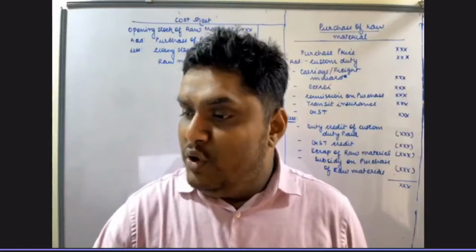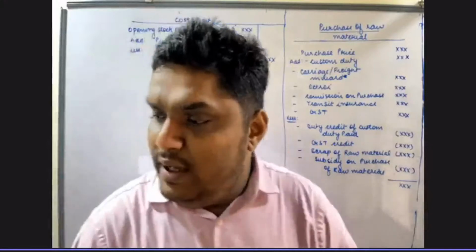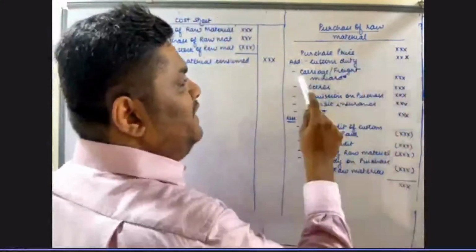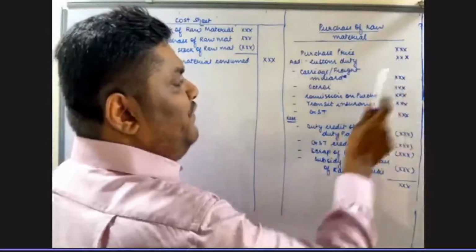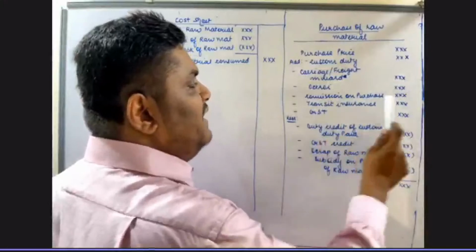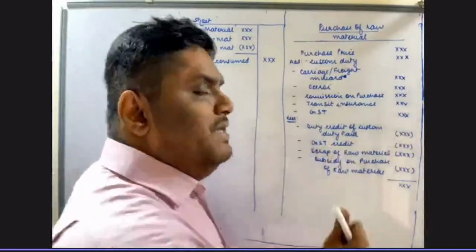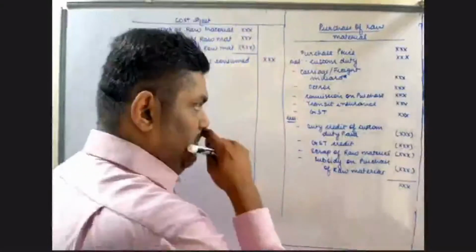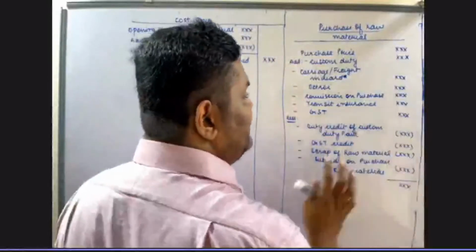So Miss Krishna Bagoria, this is the purchase price. We will add custom duty. We will add carriage inward or freight inward, octroi, commission on purchase, transit insurance, that is the insurance from Japan to India, and the GST if any paid.